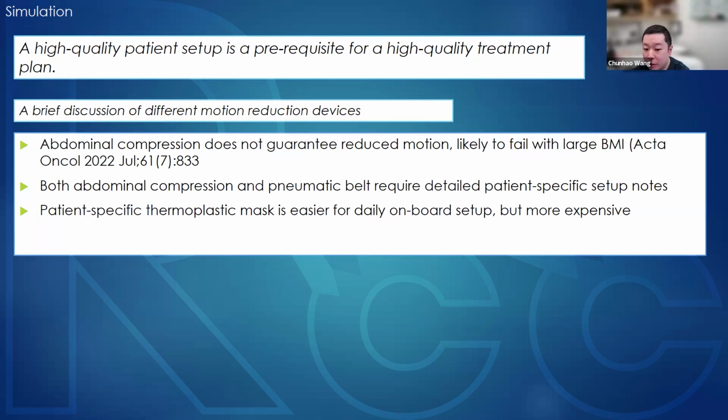Second, for both abdominal compression and the pneumatic belt, when we are using them, we need detailed patient-specific setup notes to make sure that the setup can be reproduced for the treatment. As for the thermoplastic mask, in our experience, it's very easy for the daily onboard setup because our machine therapists can just grab the patient's mask and set it up very easily. But billing-wise, it's going to be an additional cost to the patient. That is something as a physicist we also need to consider.